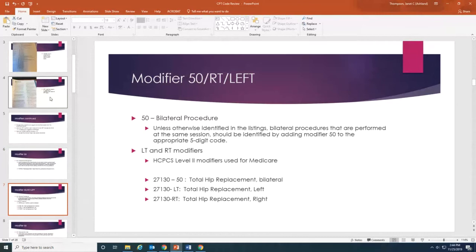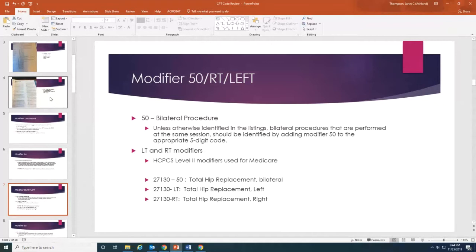Modifier 50 versus right or left. So 50 is a really common modifier. That's easy. We like that one. It's a bilateral procedure. And left and right are HCPCS level 2 modifiers for Medicare. So again, not every insurance accepts these. So you don't default by just adding the modifiers, which is where the confusion is going to come from.